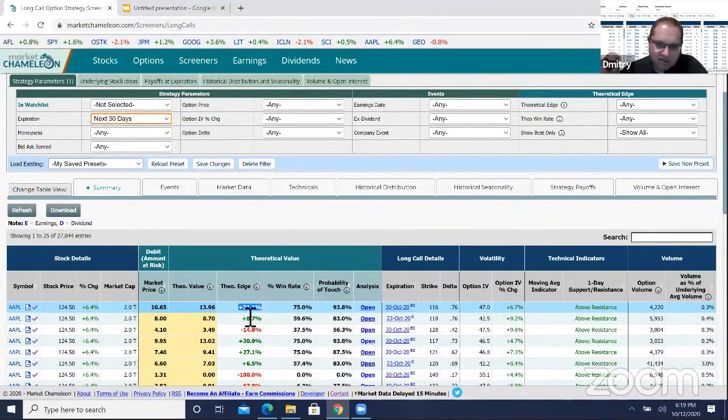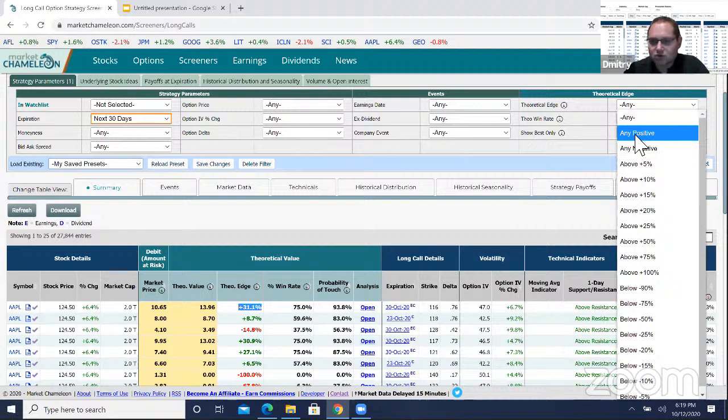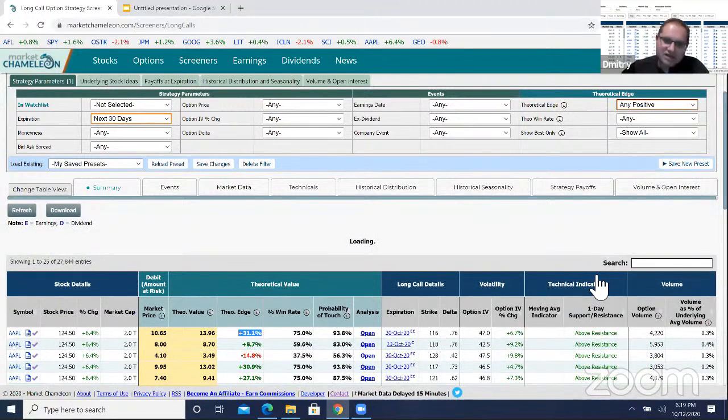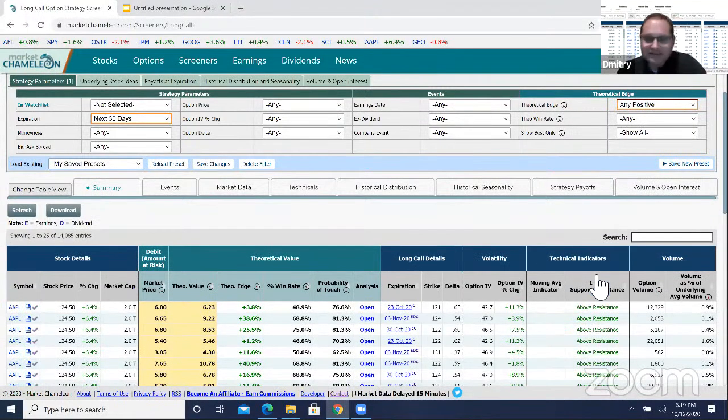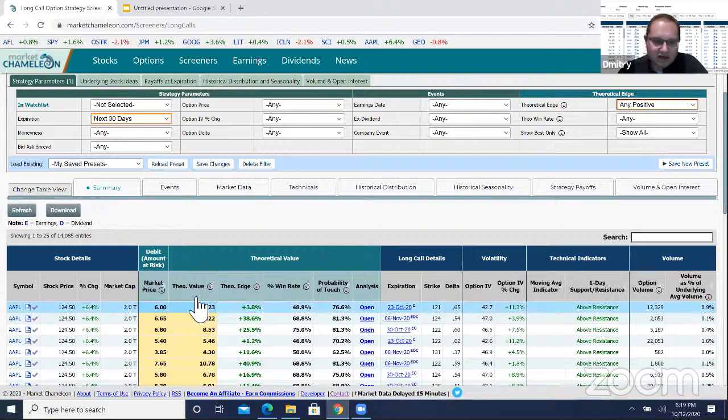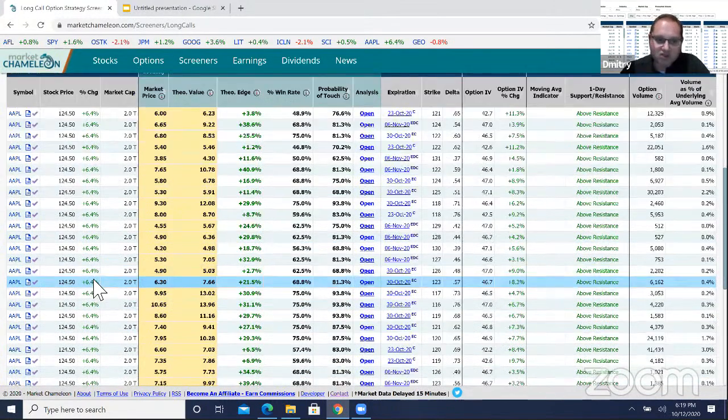So at first, I just want to see any option that's trading below that theoretical value, or its historical average. So I'm going to go here, theoretical edge, and I'm going to say we could set this to any positive, above 5%, 10%. So let's just do any positive. We don't want any negative ones, but it has to be at least a little bit positive. So we see here, right away, it's still produced a lot of them just in Apple alone.